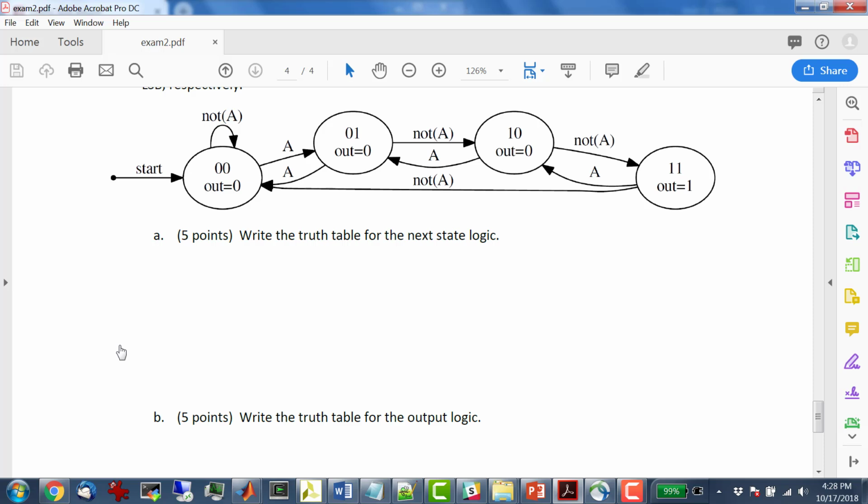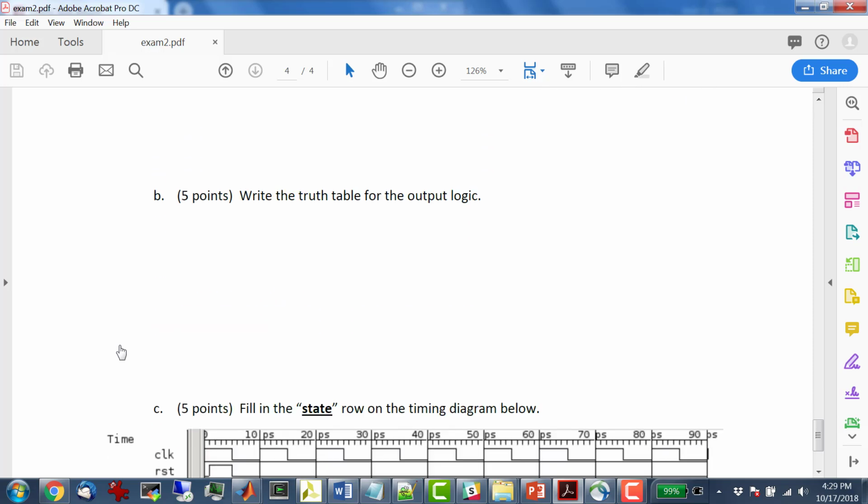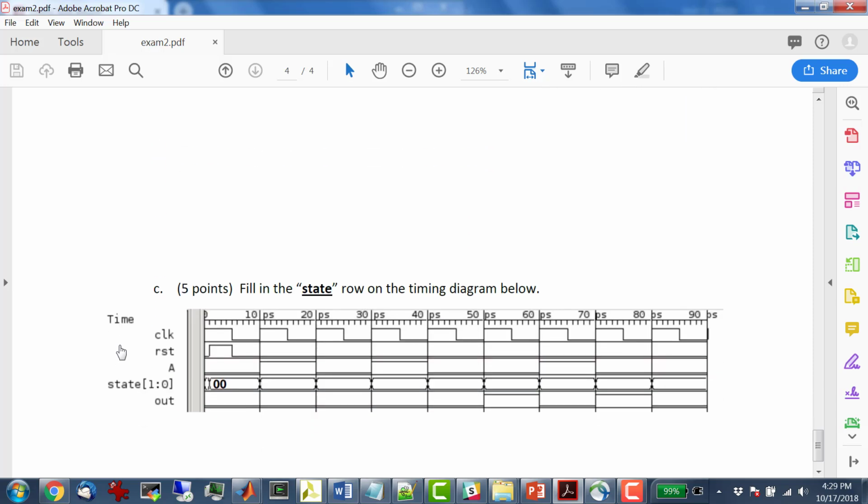And if I'm in 1, 0 and I get a 0 for A, I go to 1, 1. And if I'm in 1, 1 and I have a 1 for A, I go back to 1, 0. And if I'm in 1, 0 and I got a 0, then I go to 1, 1 again. There you go. And you just fill those values in your timing diagram. You just fill those into these squares, these little things here. Any questions?